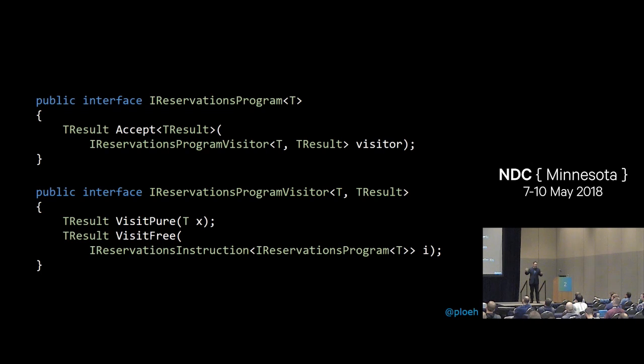So this is what we call an isomorphism. You can always take a Church-encoded discriminated union, turn that into a visitor. You can always take a visitor and turn it into a Church-encoded discriminated union. It sort of goes both ways. There's no loss of information going back and forth there.